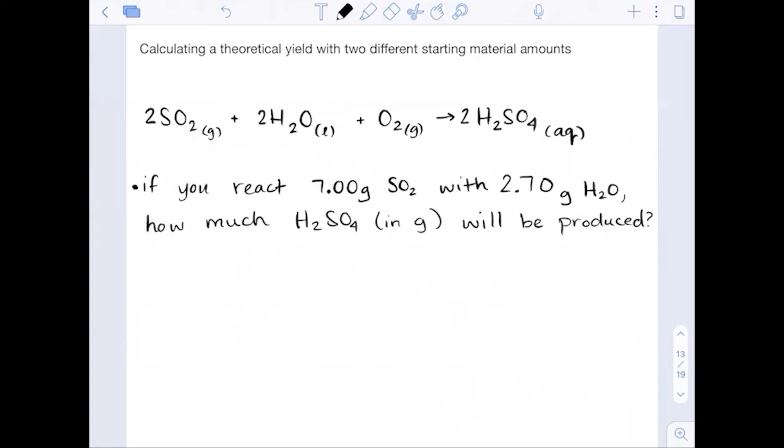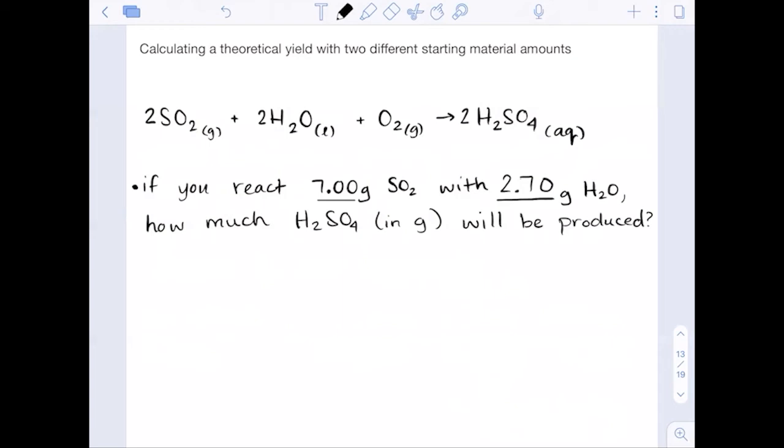But again, let's go back to the chemistry. If you react 7.00 grams of sulfur dioxide with 2.70 grams of water, how much H2SO4 in grams will be produced? Now, I have to define a few things. We have 7.00 grams and 2.7 grams. What do these mean? Are they all going to be used up? Why did I measure both?